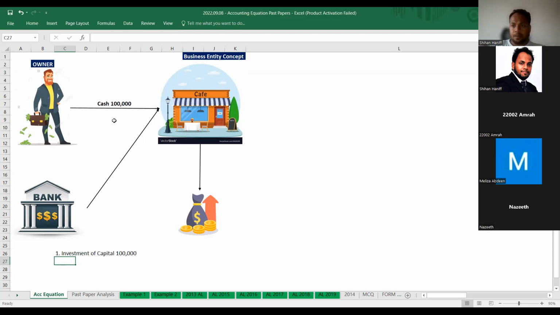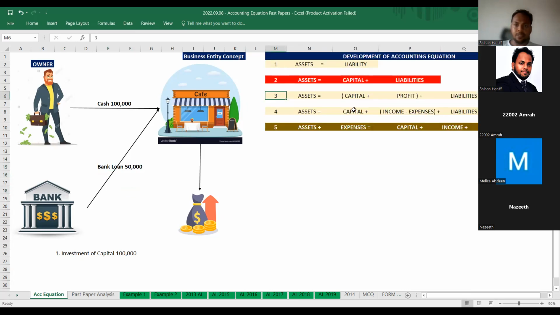Then the second transaction I'm going to take is, let's say this 100,000 is not enough to run the business. So what they can do is the business can take a bank loan. Assume they're taking a bank loan of 50,000. Right. Now let's derive the equation.